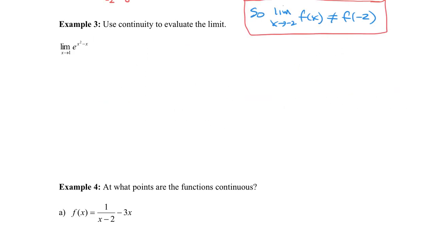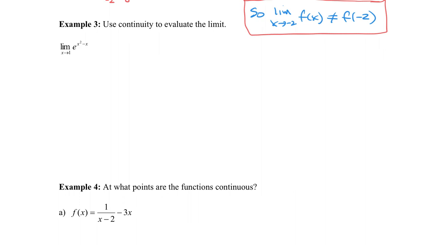Example 3 says, use continuity to evaluate the limit. Using continuity is a pretty easy way to evaluate a limit. We don't need to use limit laws; we just have to notice something here. This is an exponential function raised to a polynomial power. Polynomials are continuous everywhere, and exponential functions are continuous everywhere also. This is a composition of functions, so this is continuous everywhere.